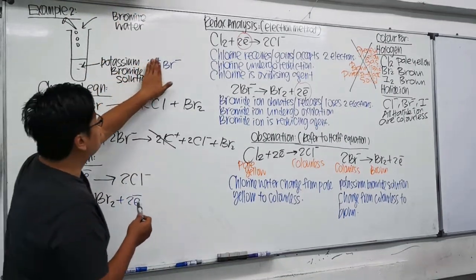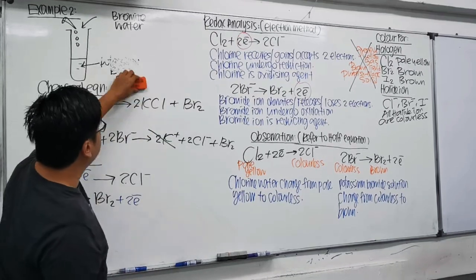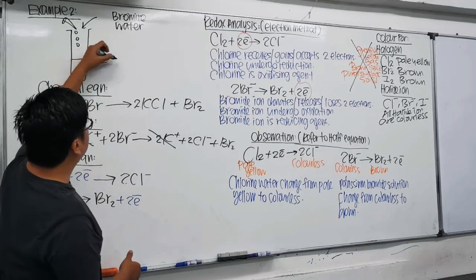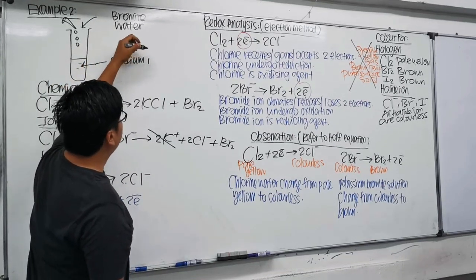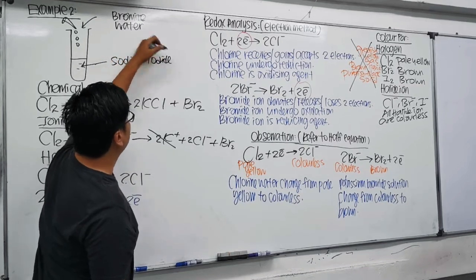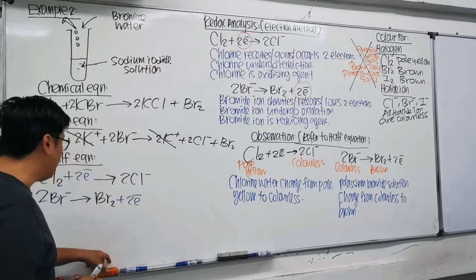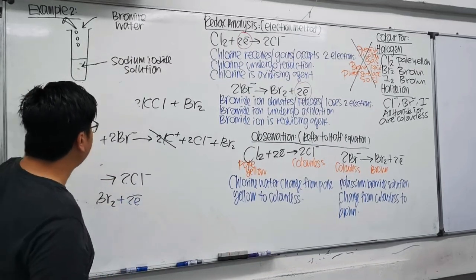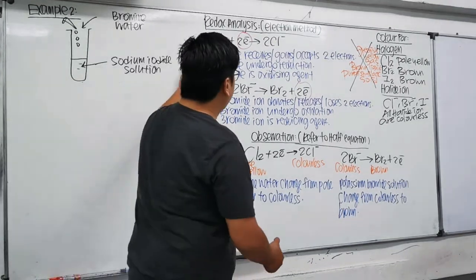Then for this solution, instead of using a potassium bromide solution, I will change it as well. Now the solution, I would use something called sodium iodide. I'll use something called sodium iodide solution. Okay, let's do this all over again. So let's erase it and let's redo the whole process again. Okay, let's start. Same thing.